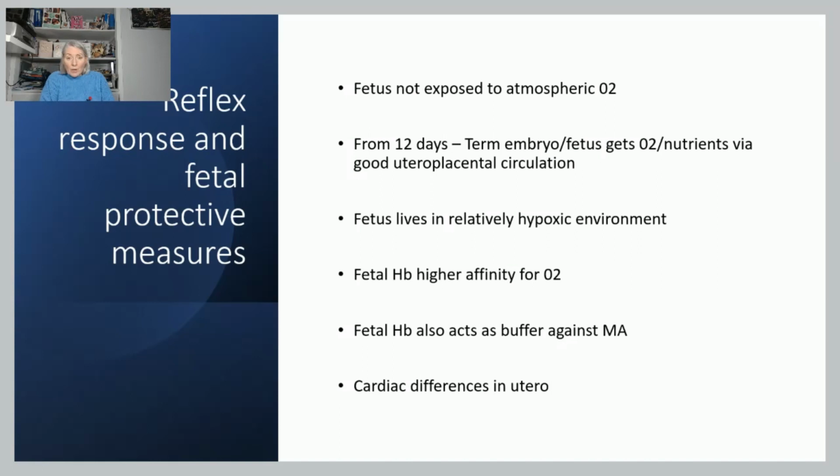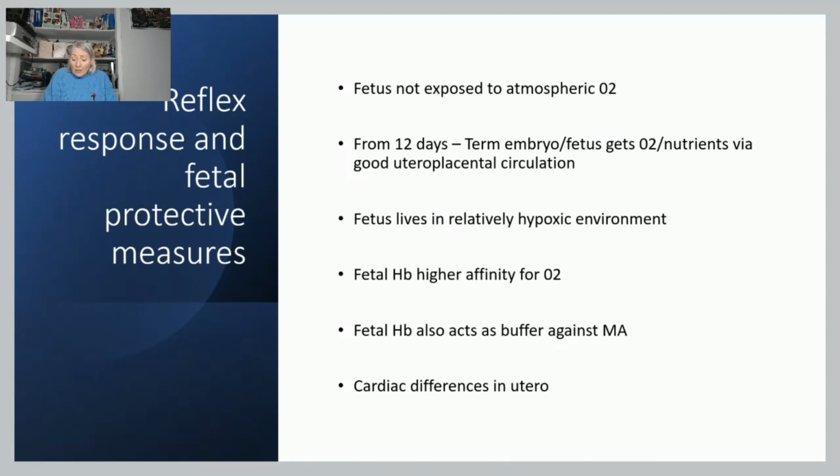The other things we've got are our cardiac differences in utero. So you've got your ductus venosus and your foramen ovale, which shunt blood, the oxygenated blood, directly to the heart and brain from the umbilical vein. And you've got your ductus arteriosus, which diverts blood from the pulmonary artery to the descending aorta, so therefore bypassing the lungs completely.